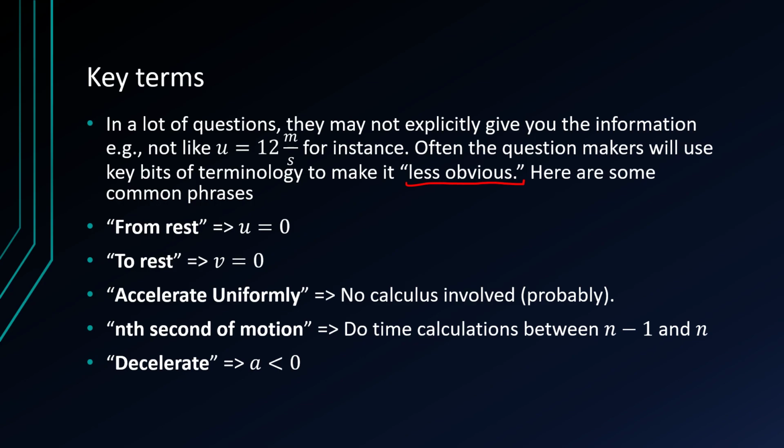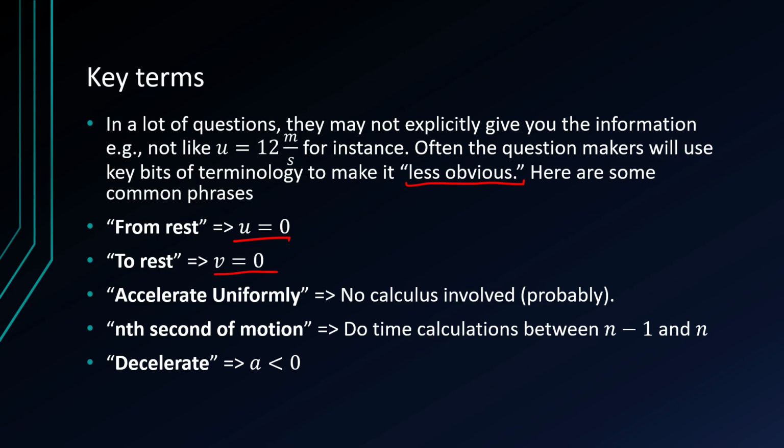If an object starts from rest, then you immediately know u is 0. So it's starting completely stationary and then it's going off on its motion, therefore u is 0. Coming to rest, or just to rest, means that v is 0. So after its journey, it's finally stopped, and at that point its final velocity is 0.